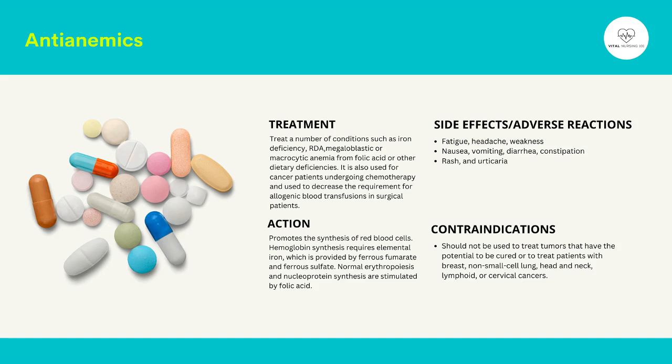Antianemics are used to treat a number of conditions such as iron deficiency, megaloblastic or macrocytic anemia from folic acid or other dietary deficiencies. It is also used for cancer patients undergoing chemotherapy and used to decrease the requirement for allogenic blood transfusions in surgical patients.